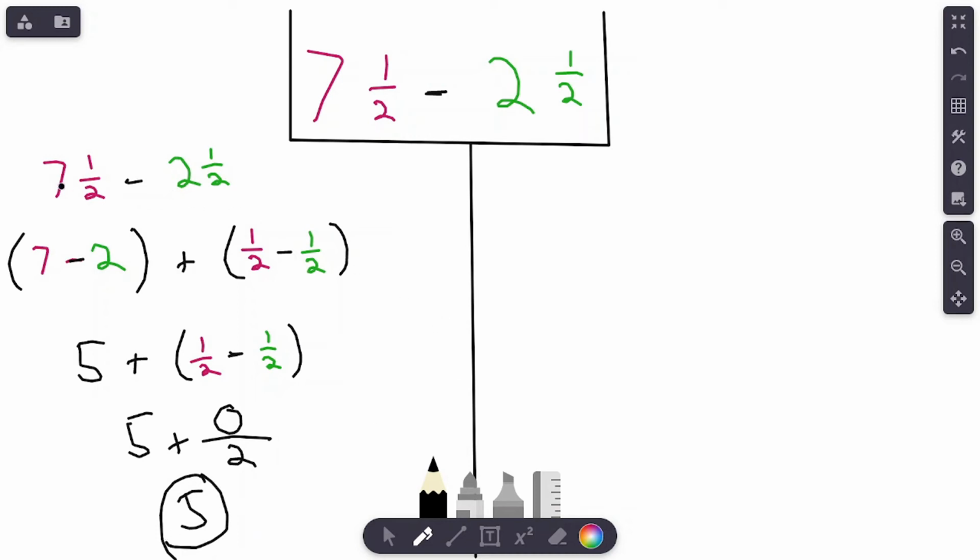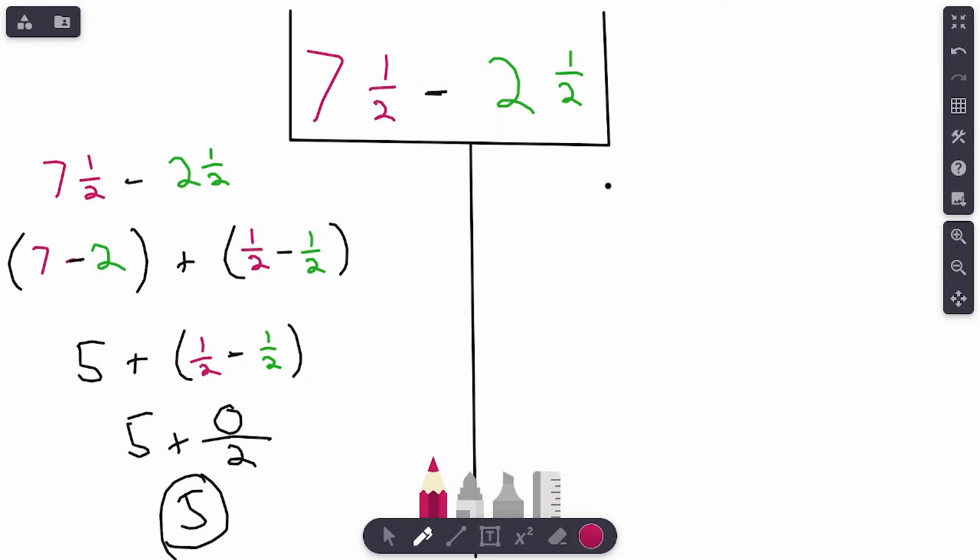There we go. Take a look. Took the whole numbers, took the fractions, subtracted. We used our associative and distributive properties, used the things that we already know that we've done since like kindergarten, and we just applied it to fractions and mixed numbers. Now let's show you the other strategy.